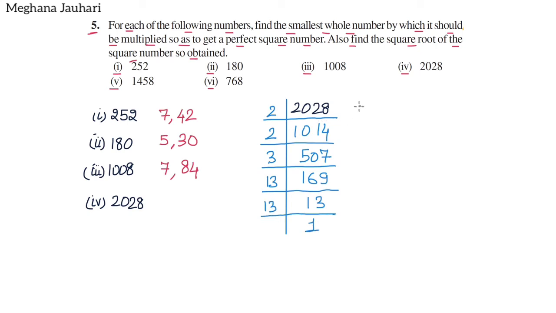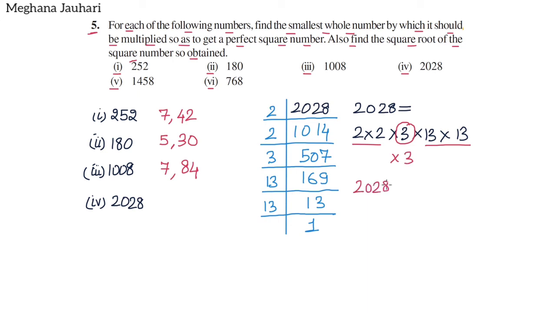So now what is the next step? We will write all the factors together. So 2028 can be written as 2 into 2 into 3 into 13 into 13. Now we will split it into pairs. We got pair of 2, we got pair of 13. But again, we haven't got pair of 3. What we will do now? Yes, we will multiply it by 3 to get a perfect square number.